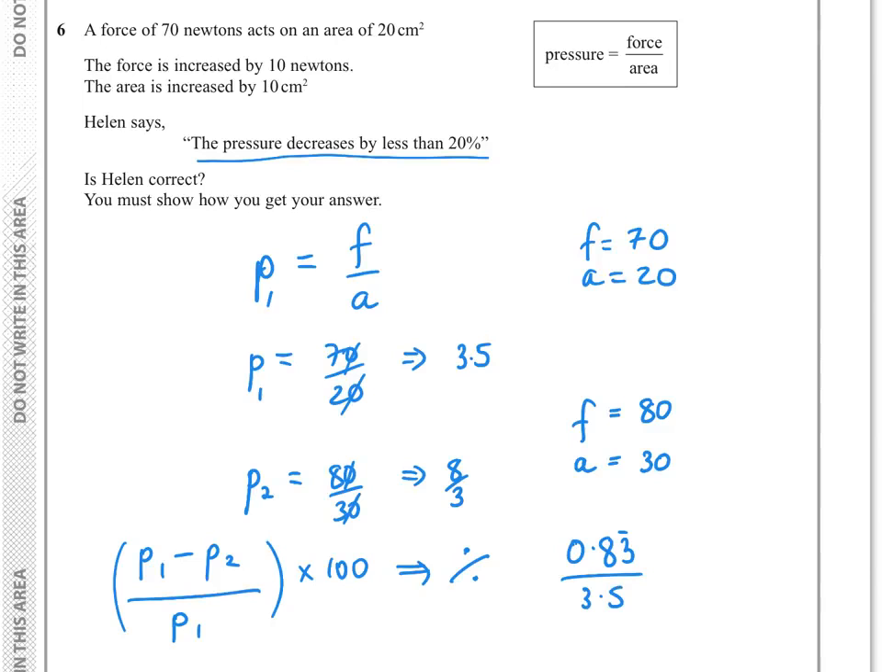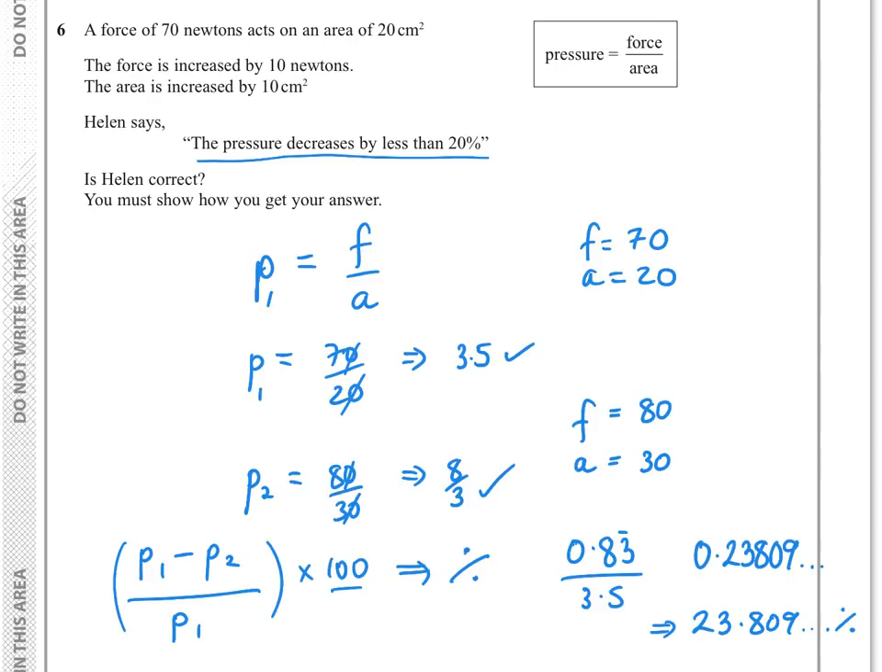So divide that by 3.5, and I get 0.23809, and so on. So what does that mean? Well, it means that the net change from here to here as a percentage, because don't forget I've got to times it by 100, which I didn't do, would be 23.809 and so on %. Now, is that a decrease by less than 20%? Well, no, it isn't, because it's more than 20%. It's 23.809 and so on.